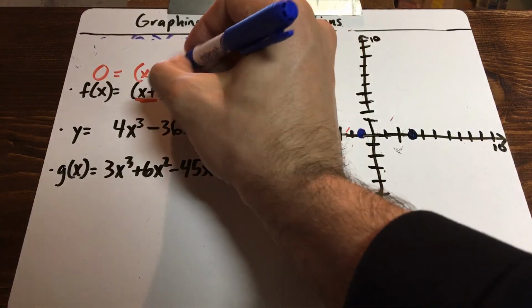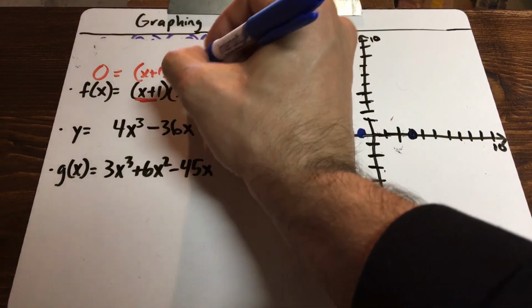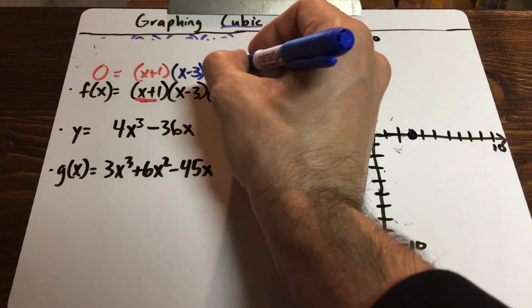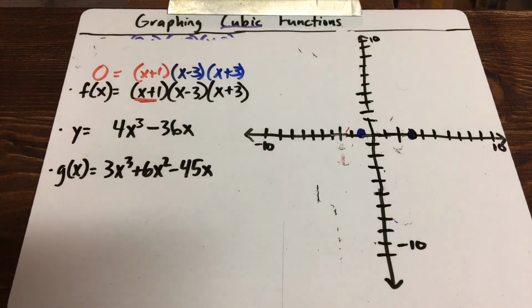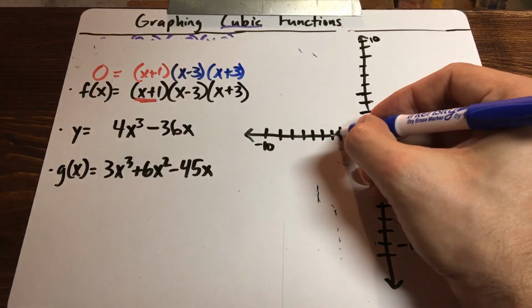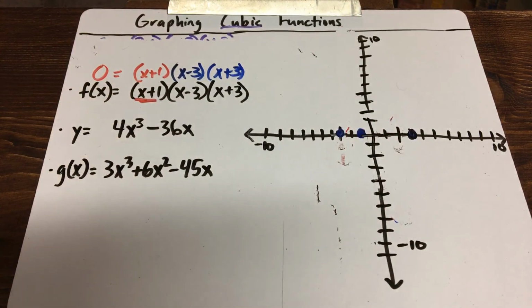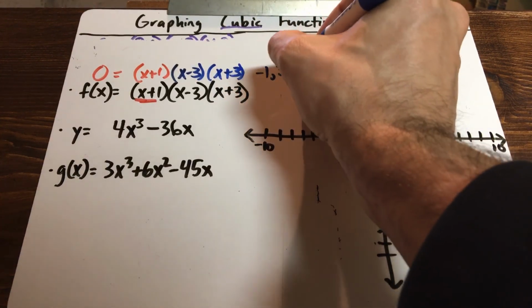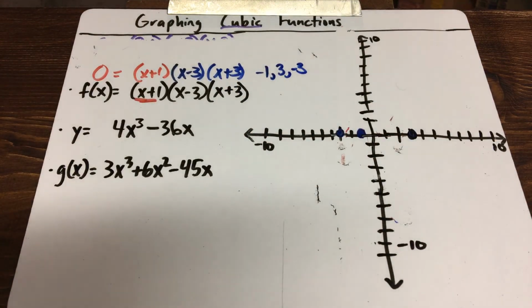If you put 3 right here in this first spot of the parentheses, 3 minus 3 would equal 0. And then the other one, plus 3, is actually going to be 3 to the left. So right there. So I have a 0, and my x-intercepts are negative 1, positive 3, and negative 3. Boom, boom, boom. So I know, once again, I have a cubic function.